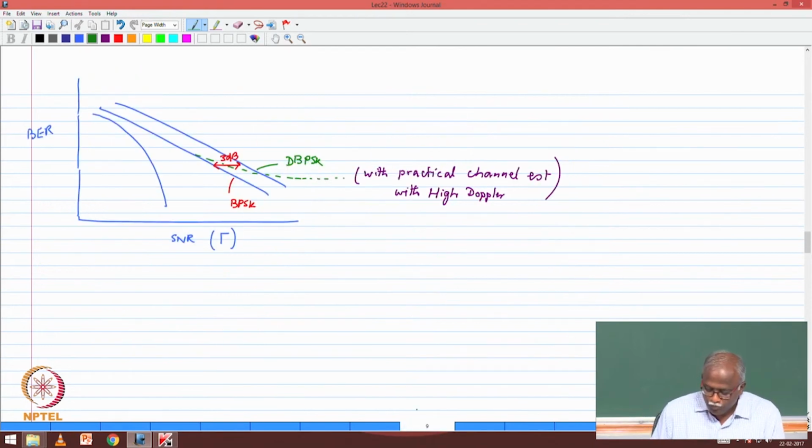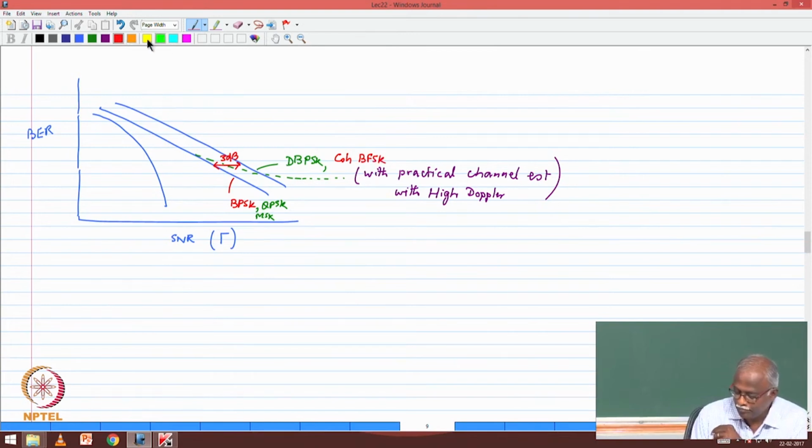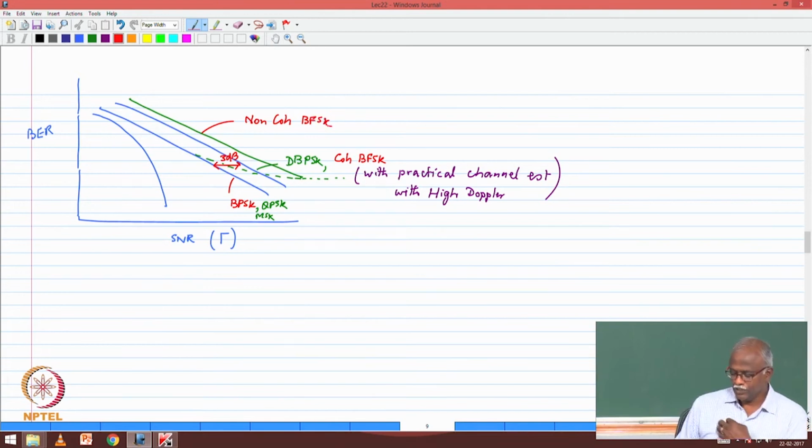Okay, so let's move to the previous graph and then say that okay, BPSK is correct. Also add QPSK and MSK, all of them have got the same performance. This is the graph of differential BPSK, it is also the graph of coherent BFSK. And then there is a third graph which is also shifted by 3 dB, another 3 dB, and that is the graph of non-coherent BFSK. Okay, so all the modulation schemes.